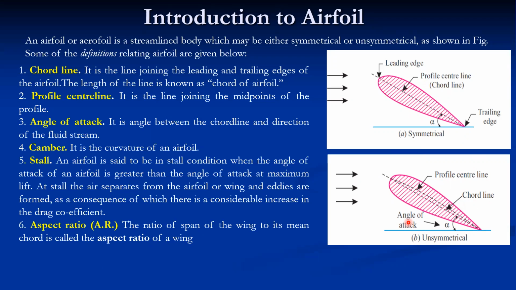Aspect ratio. It is the ratio of span of wing to mean chord length. The length of the span as well as the length of the chord gives the aspect ratio.